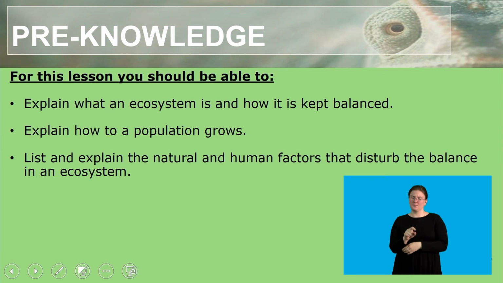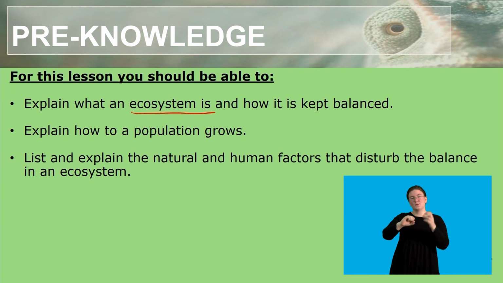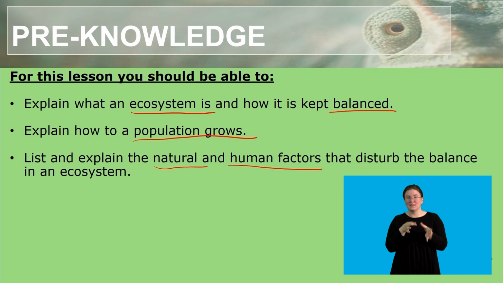You should be able to explain what an ecosystem is and how it is kept balanced. You should also know how a population grows, and you should be able to list and explain natural and human factors that disturb the balance in an ecosystem.